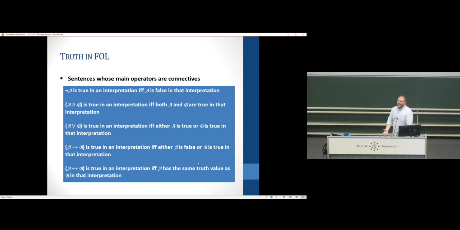The first two are very easy. If it's an atomic one, you just look to see, is the thing named in the extension? If it's a connective, well, cool. You just figure out the truth value of the parts, and that will tell you, using the same things we did with truth tables before.